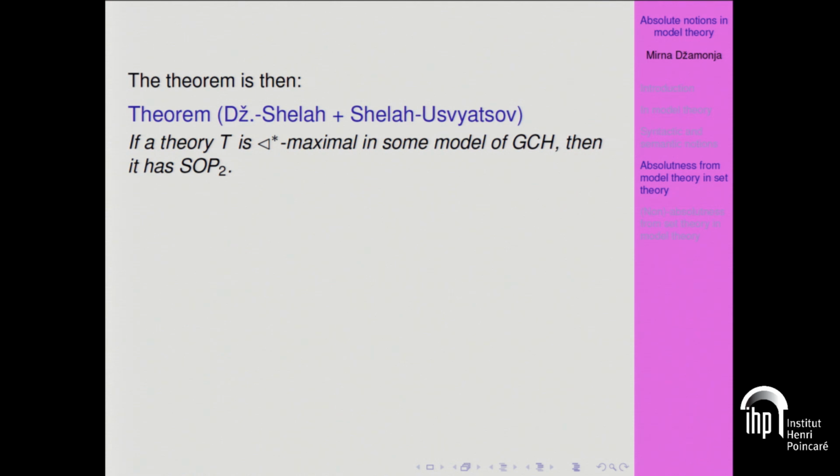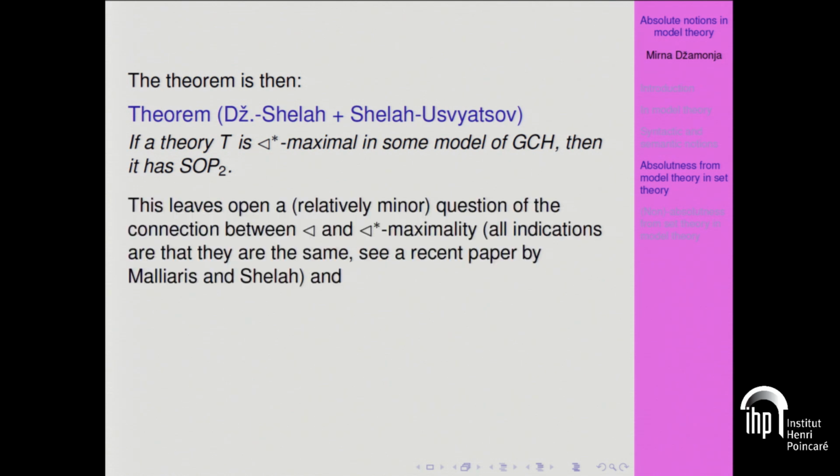So that's very interesting, because the antecedent is a set-theoretic notion which depends on a model. The conclusion does not depend on a model. Having SOP2 is an absolute notion. So this leaves open two questions. A relatively minor question, modulo what's known, is the connection between maximality in Keisler's order and maximality in the interpretability order.